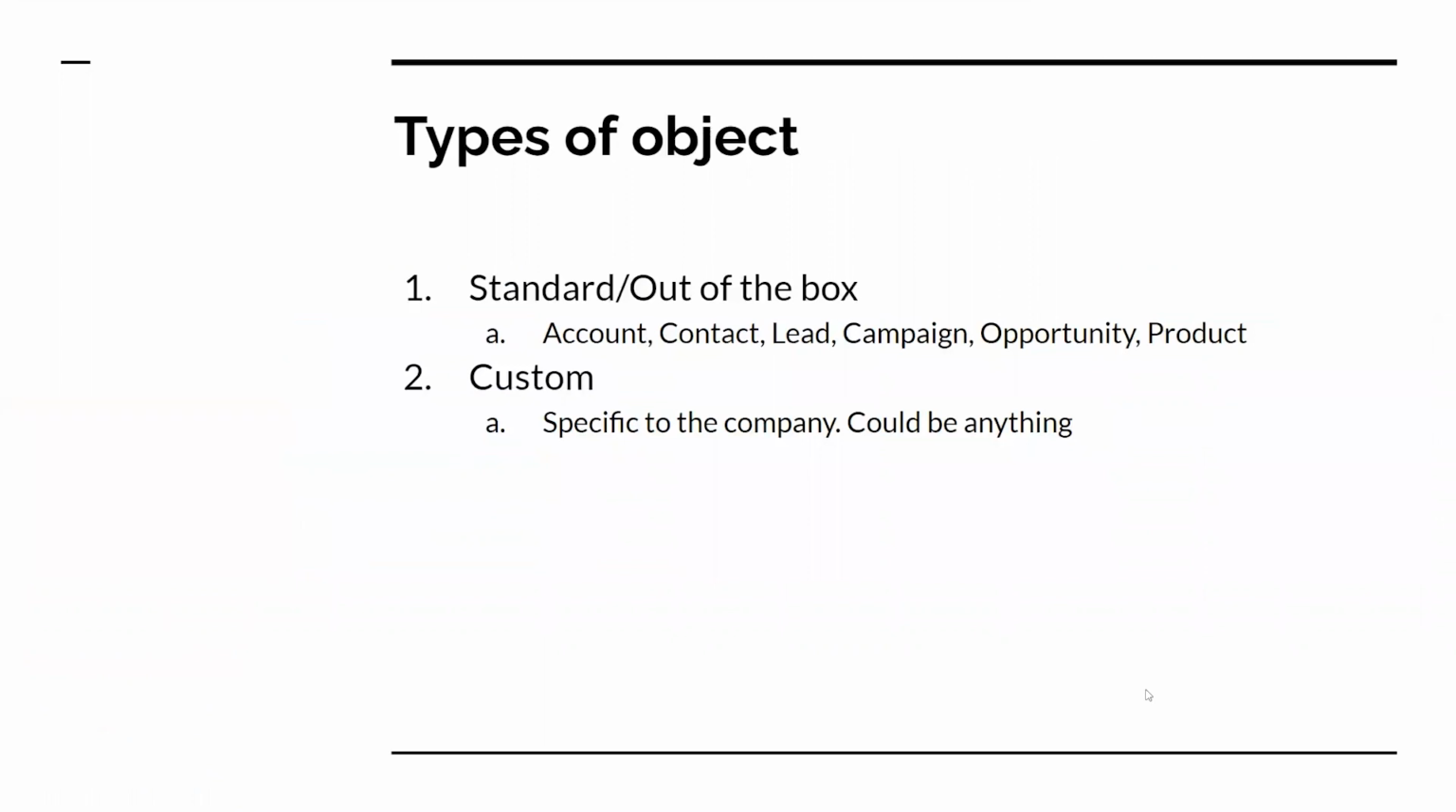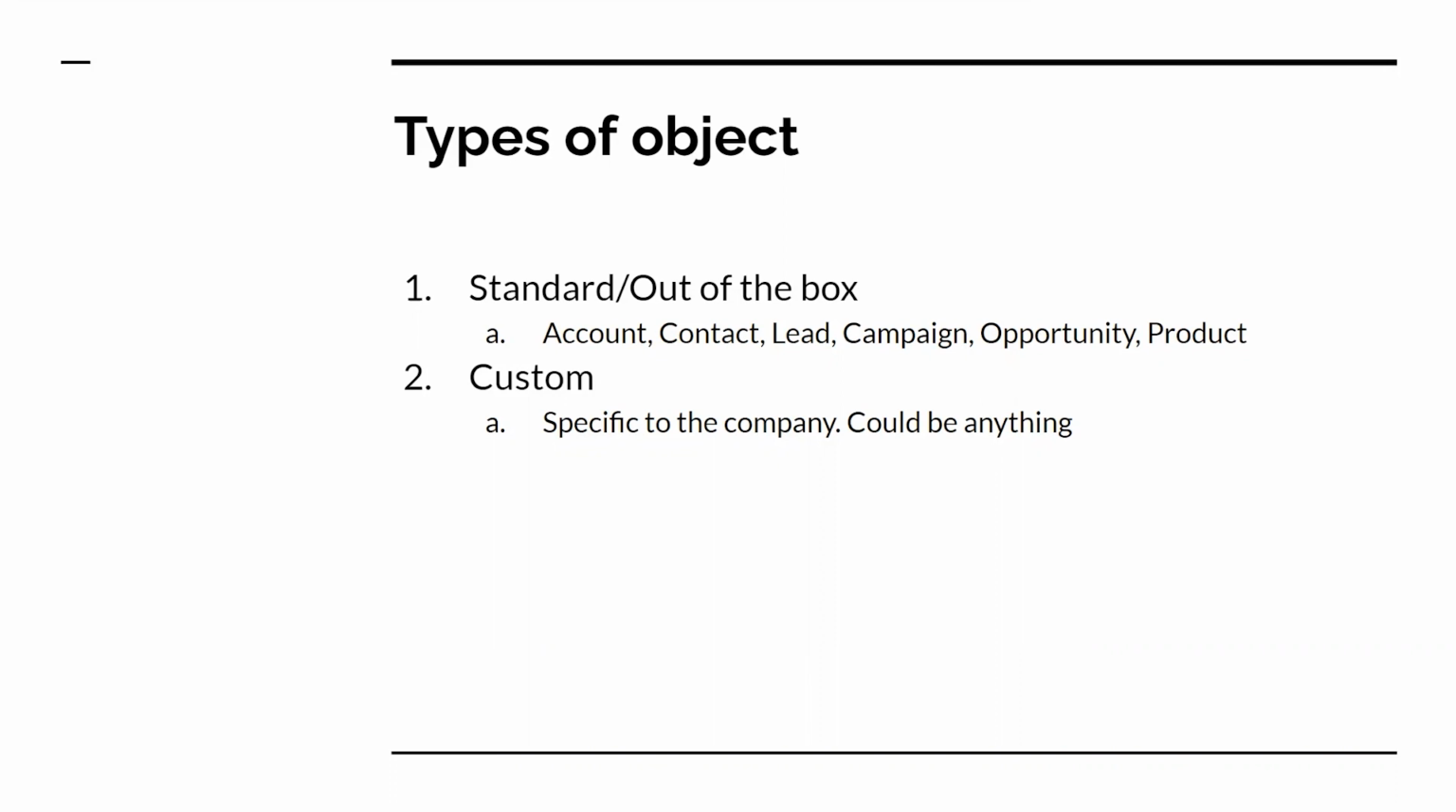So there's two types of objects within Salesforce. You've got your standard objects. They'll sometimes be referred to as out of the box or OOB. So if you ever see that, just realize that's the exact same thing. And then you've got your custom objects. That's everything else which doesn't come out of the box, something which you as the admin or your team will be building.